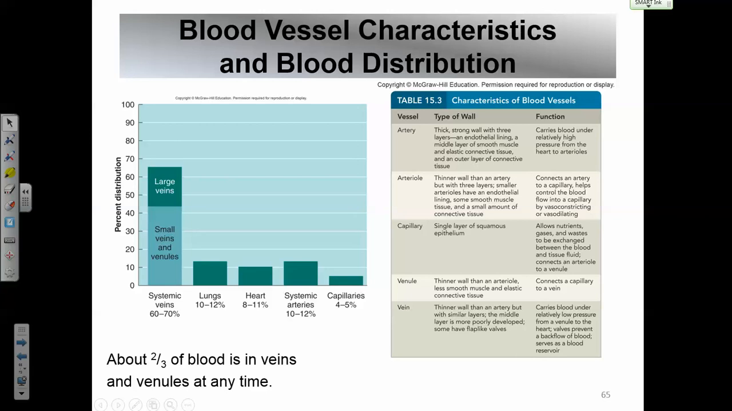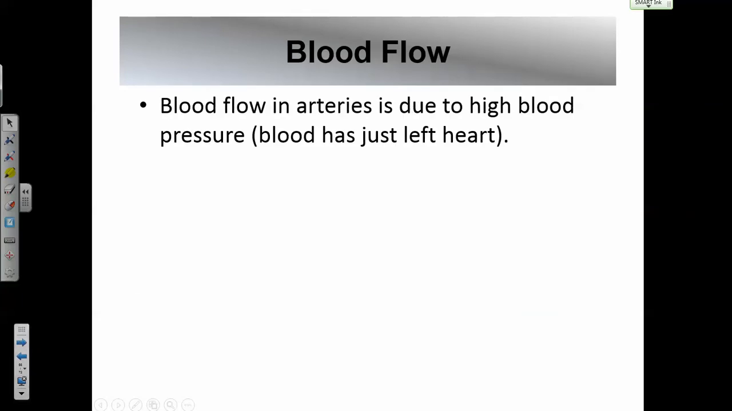Okay, now we're going to look at what causes the blood to flow in these blood vessels. The whole reason blood flows in an artery is just because it's got a lot of pressure in it. Just like the whole reason water moves through a garden hose is because of the water pressure. Okay, the water pressure, the hydrostatic pressure, which is the blood pressure, is high in an artery, and therefore blood moves through because it's just left the heart.